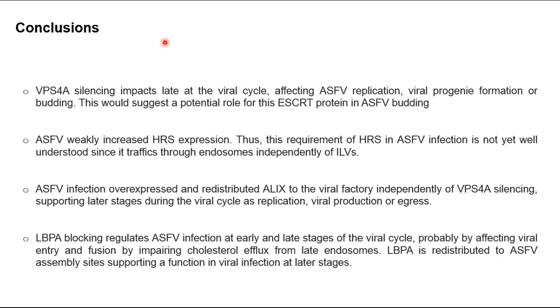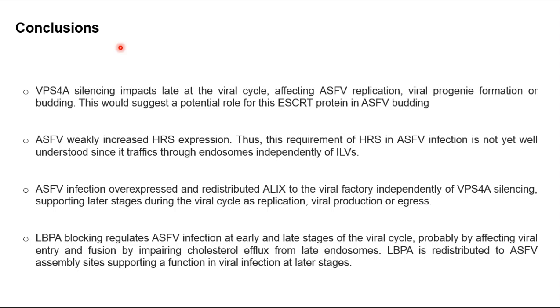So, as a conclusion of this study, we can affirm that VPS4 silencing impacts late stages of the viral cycle, affecting African swine fever virus replication, viral progeny formation, or budding. This would suggest a potential role for this ESCRT protein in African swine fever budding. African swine fever virus weakly increases HRS expression. Thus, this requirement of HRS in African swine fever virus infection is not yet well understood, since the virus traffics through the endosomes independently of intraluminal vesicles.